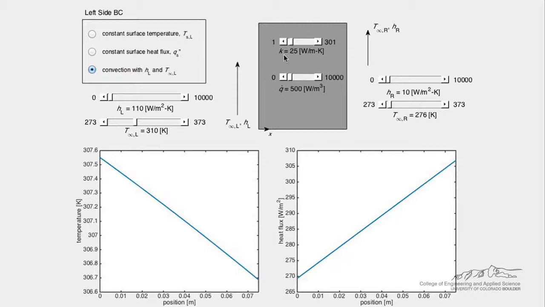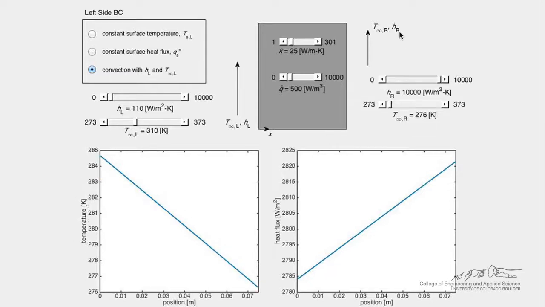Note that to simulate a constant surface temperature on the right-hand boundary, increase the heat transfer coefficient H sub R to infinity.